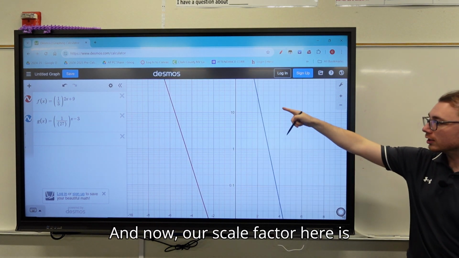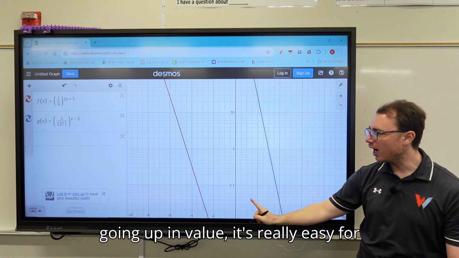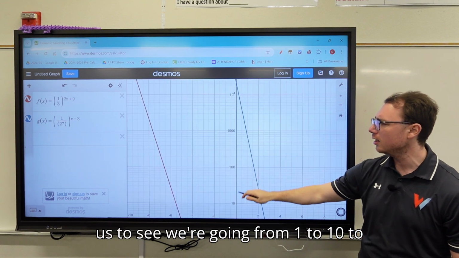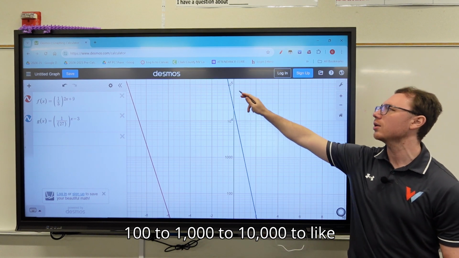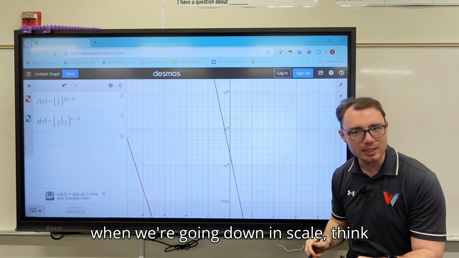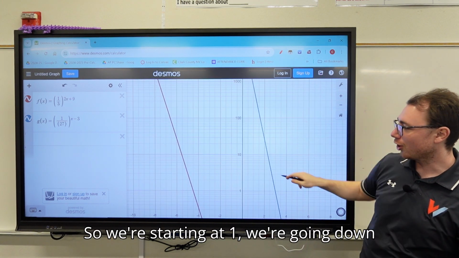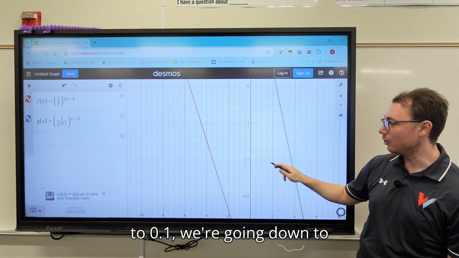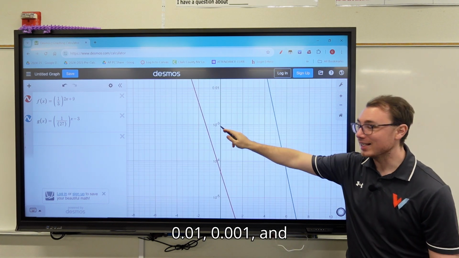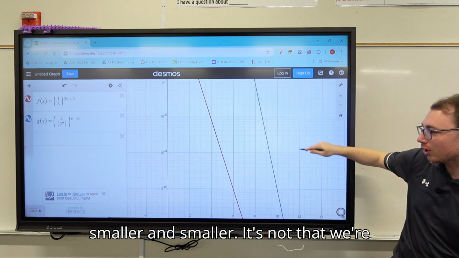And now our scale factor here is going by multiples of 10. So when we're going up in value, it's really easy for us to see we're going from 1 to 10 to 100 to 1,000 to 10,000 to 100,000 up to a million up here. But when we're going down in scale, think about us shrinking smaller and smaller. So we're starting at 1, going down to 0.1, 0.01, 0.001, and we keep shrinking smaller and smaller.